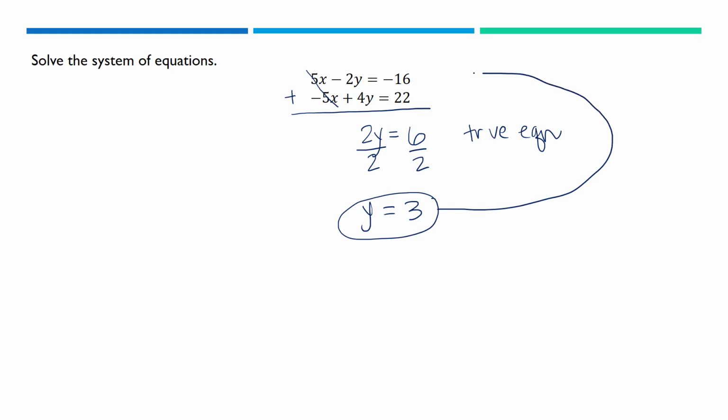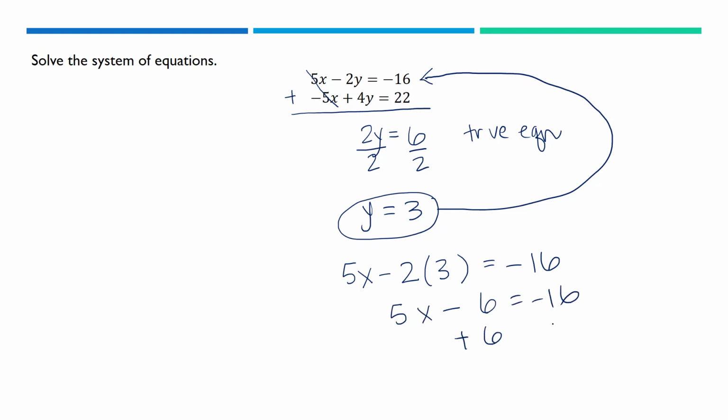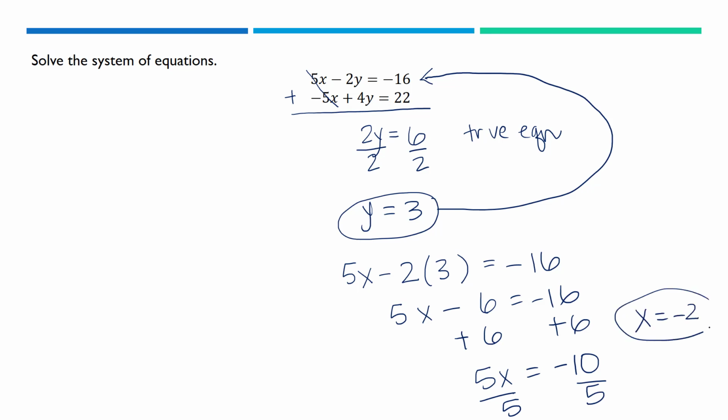Just like with our substitution method, once we've got one of them, we can go back to either of these equations to find x. Maybe I'll go to this top equation. 5x minus 2 times my y value, 3, should equal negative 16, and now I can solve this for x. I'll add 6 and divide by 5. That gives me an x value of negative 2. My ordered pair solution here is (negative 2, 3).